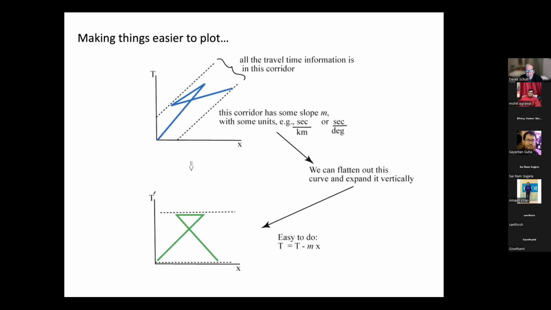We can make things easier to plot if we convert our T to T prime, where T prime is equal to T minus some reducing velocity times distance.